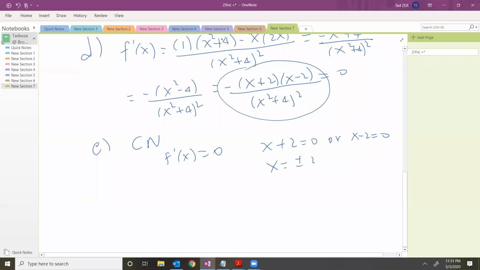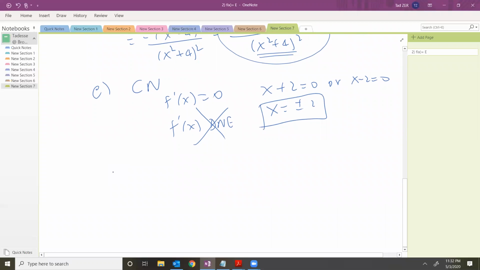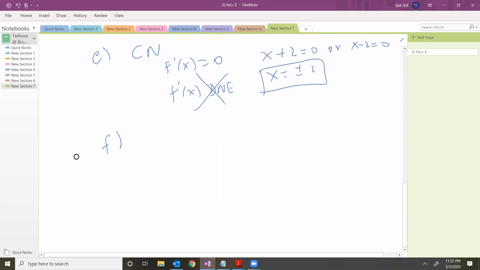The second one is f prime of x does not exist. As you can see, the denominator will never be equal to 0. So there is no value of x where the derivative will be undefined or does not exist. So the only critical number will be what? x equal to plus or minus 2. Now let's find the interval where f is increasing and decreasing. In that case, we now have everything I need to determine the sign of f prime, a sign chart, okay?